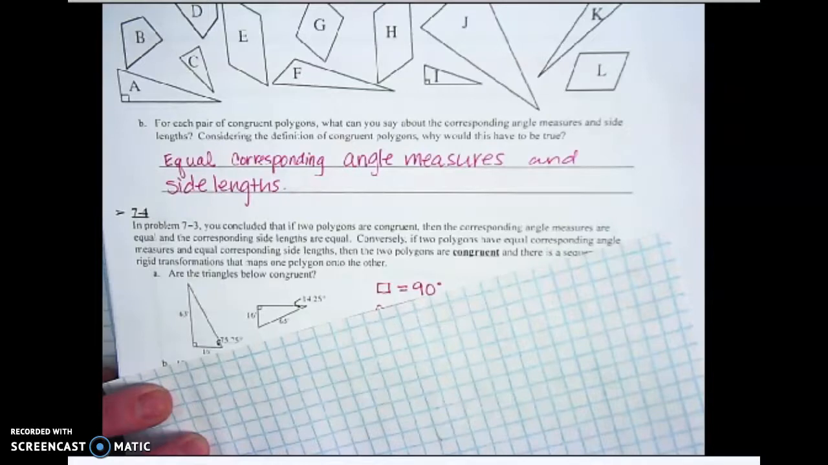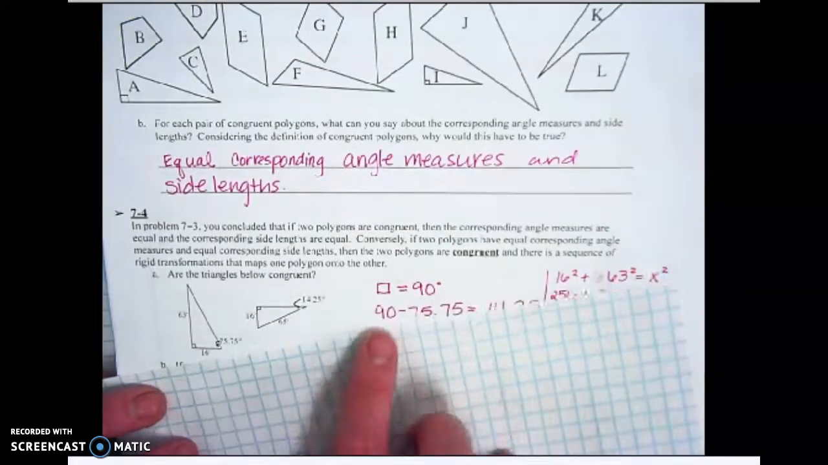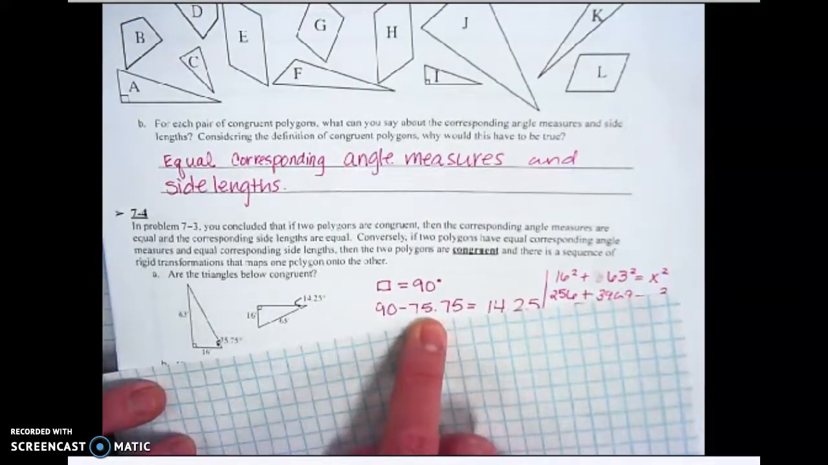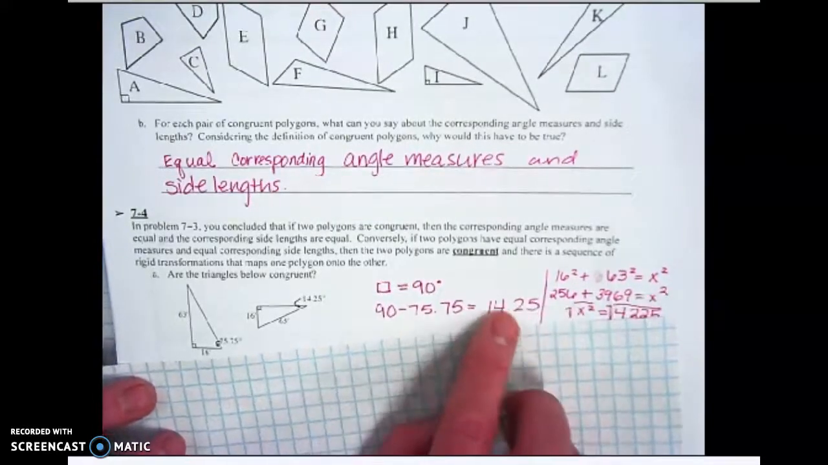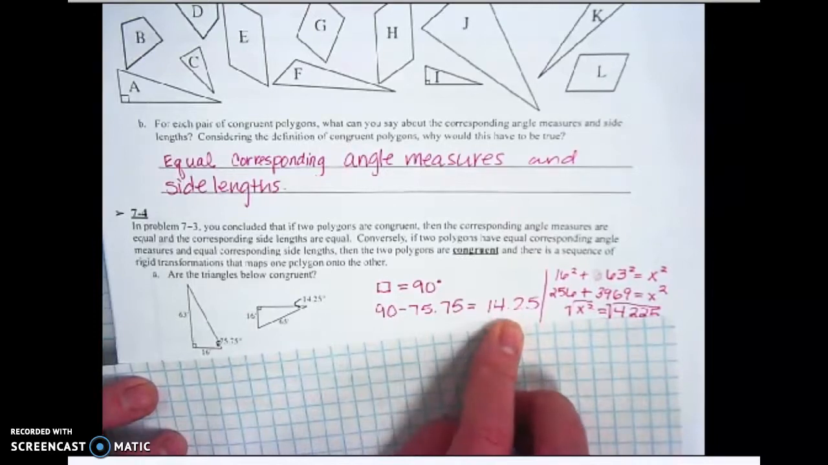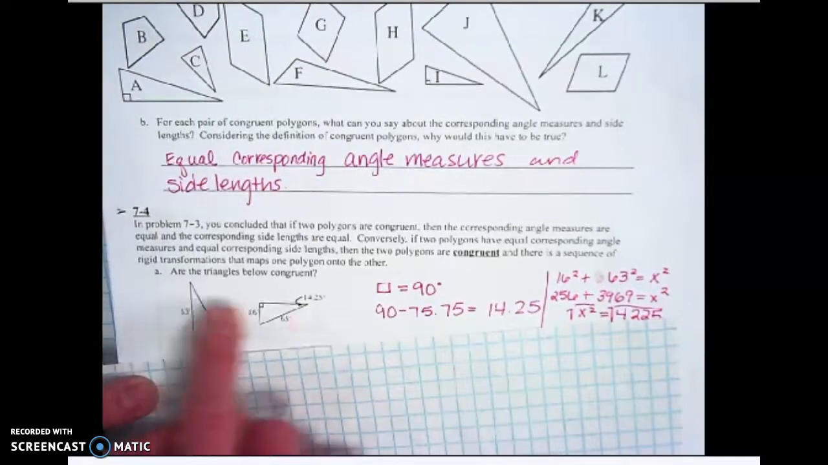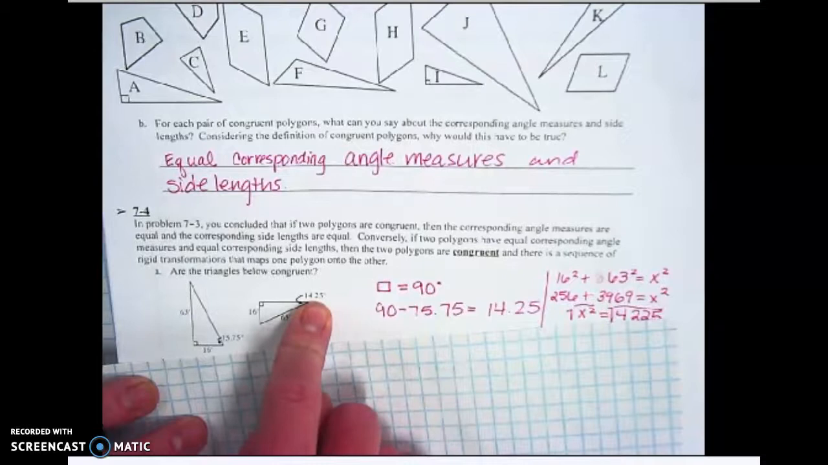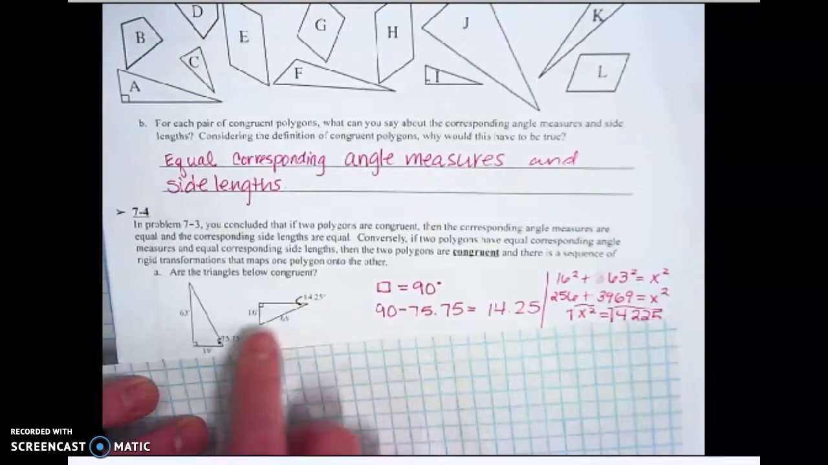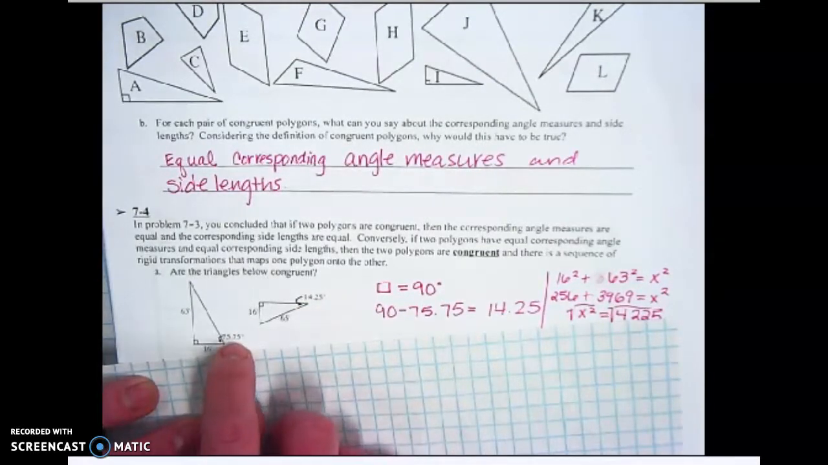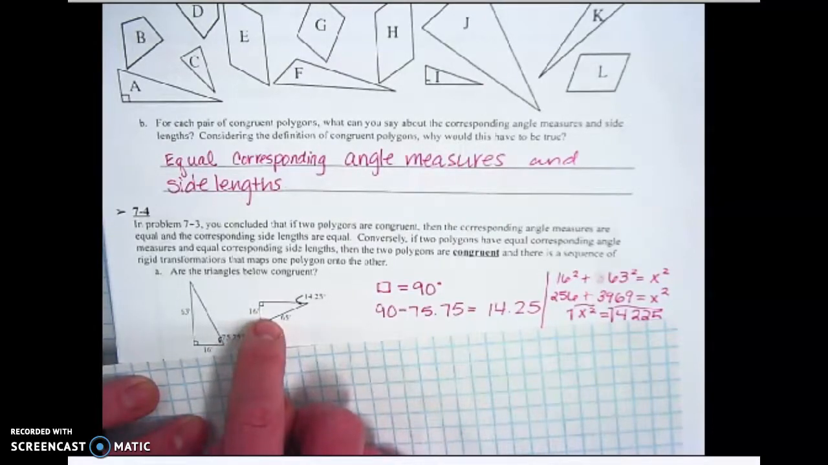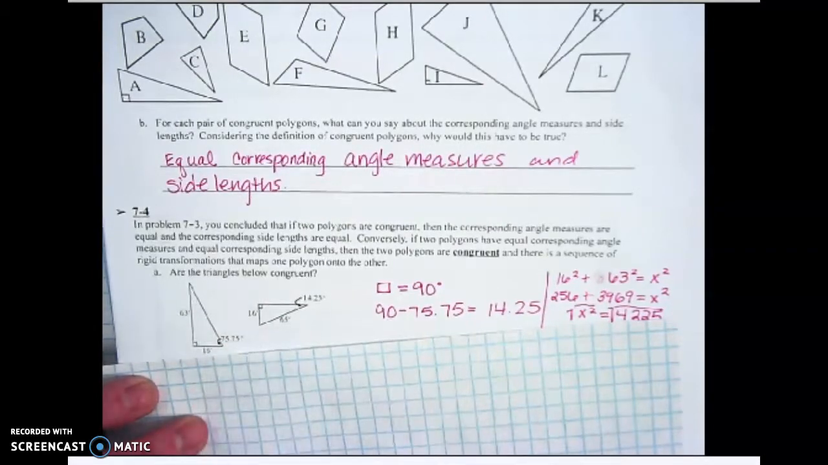180. Okay, they should add up to 180. We already have 90, which means there's 90 left. So we're going to take 90 minus 75.5. If you punch that in your calculator, guess what it equals? It equals 14.25, which means this angle right here is 14.25, which matches up with this one, which is 14.25. So if this one's 75.75, then this one has to be 75.75. So all three angles are congruent.